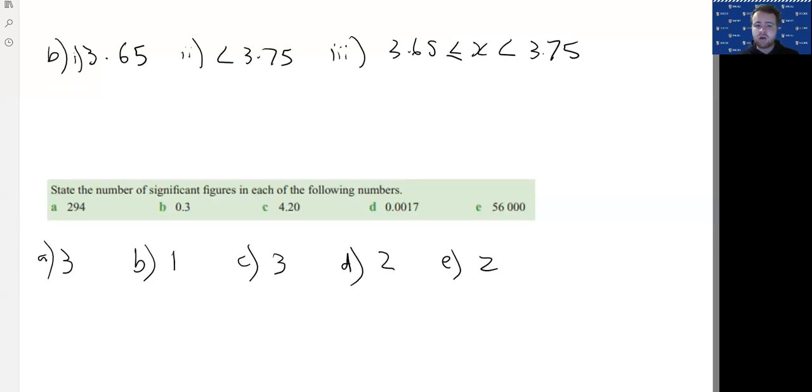If I cut off the 0 for C, 4.20, it would just be 4.2. Have I changed the place value? No. So why is the 0 there? The 0 is there for precision. Therefore, it is significant. In B, 0.3, if I cut off that 0, I would just get 3. So that 0 is needed to show place value, so it's not significant.